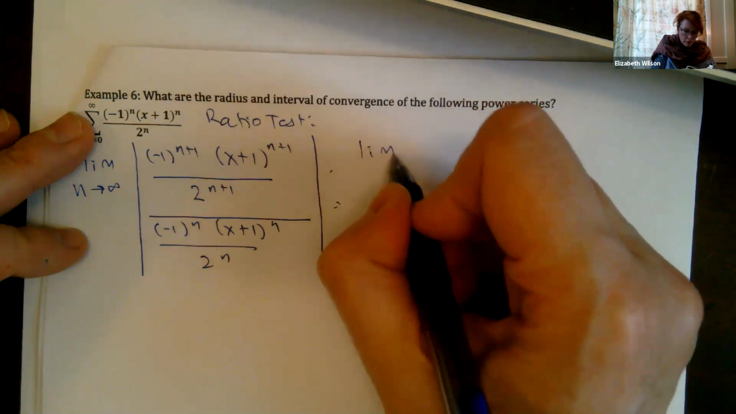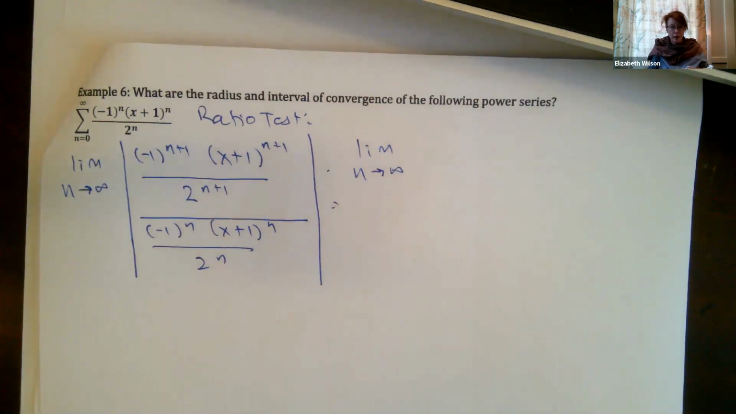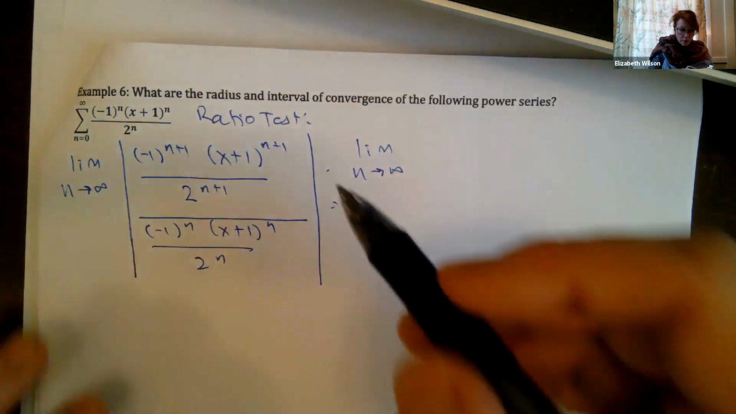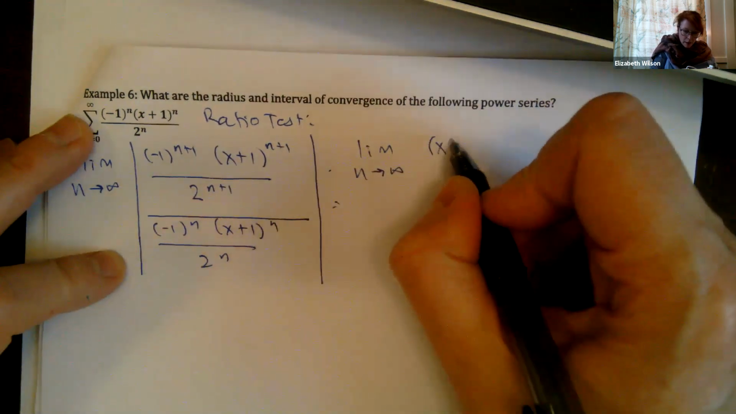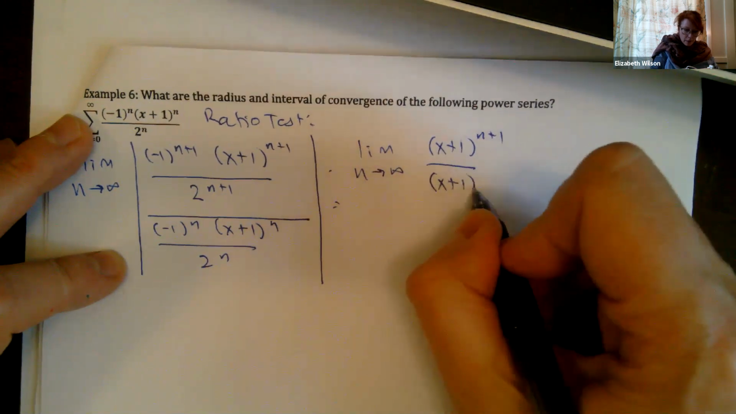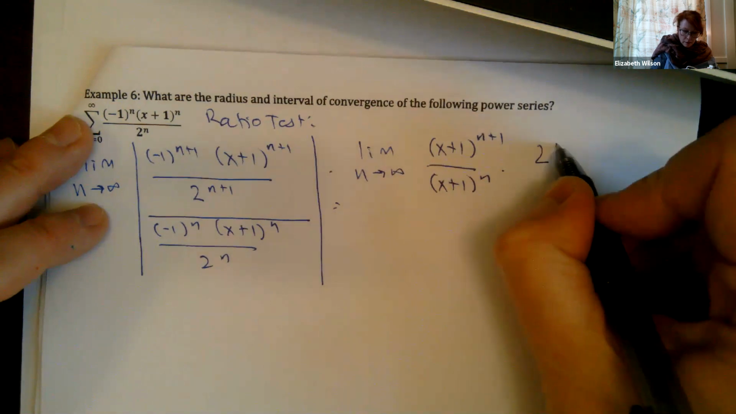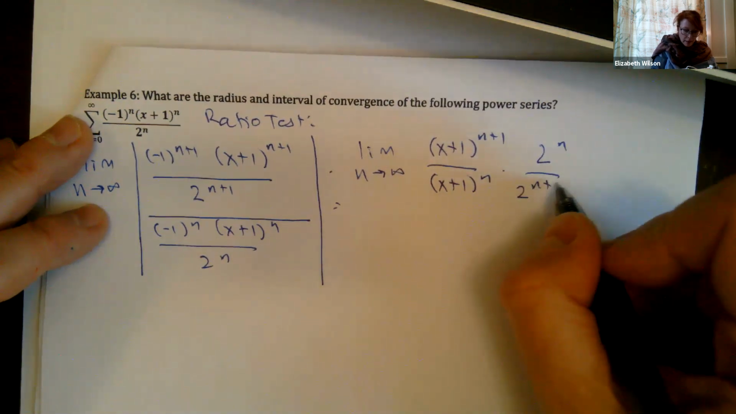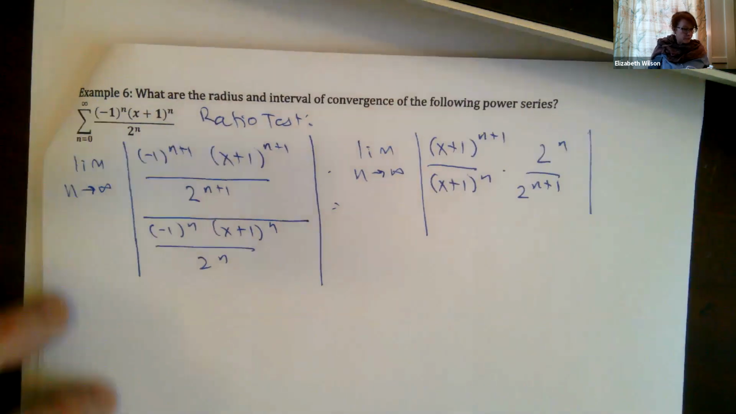So let's rewrite this. Limit as n goes to infinity. Now I'm going to get rid of my minus ones because I've got an absolute value happening. So it's going to cancel out. So I'm going to ignore them. I'm going to group my x terms, (x plus 1) to the n plus 1 all over (x plus 1) to the n, times 2 to the n all over 2 to the n plus 1, right? And then the minus ones are gotten rid of by the absolute value, okay?